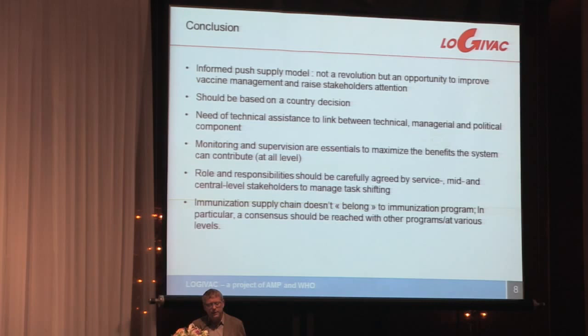Roles and responsibilities should be carefully agreed at all levels to manage this task shifting, because some people who were responsible for vaccine distribution at different levels lost these responsibilities and got some frustration. There were side effects, let's say, from this model. So we had to make sure that everyone clearly understands their responsibilities and roles, and that there is a clear chain of command for this new system.